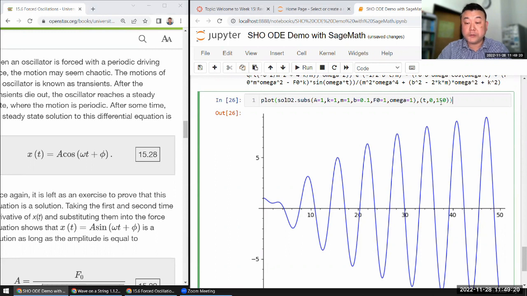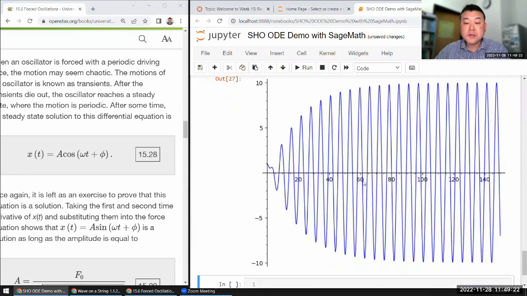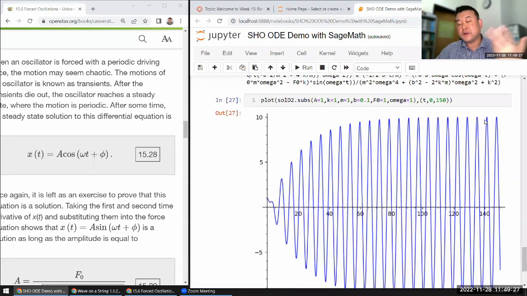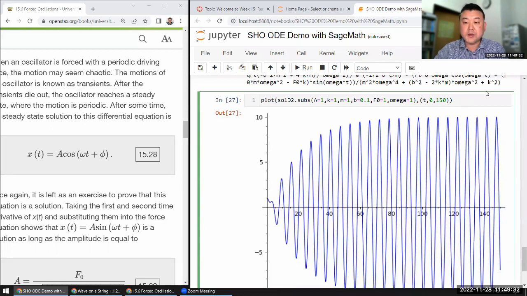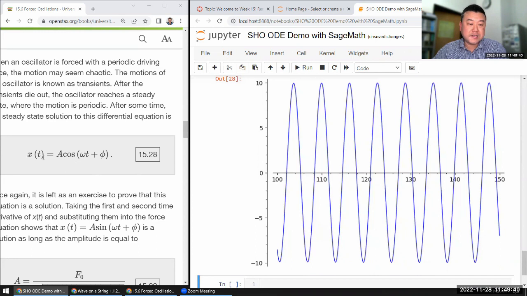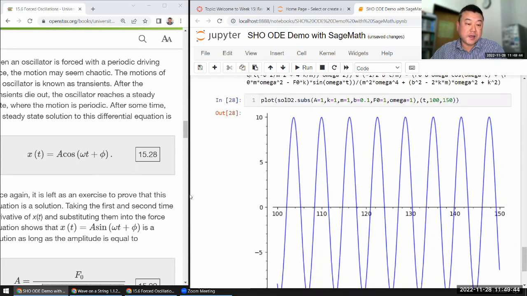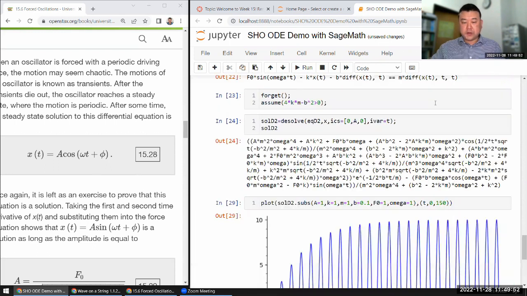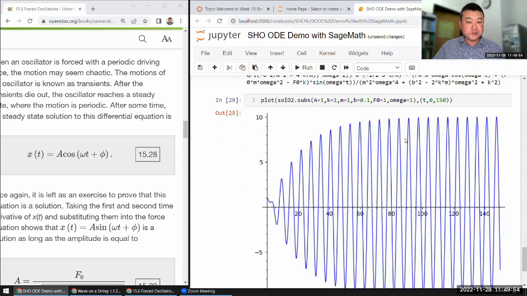Let me triple the amount of time and see. Okay, this oscillation does reach some kind of asymptotic value of oscillation at some point. And that's what they are plotting here. So if I had plotted from time equals 100 to 150, then what I get now resembles what this looks like. The stationary solution does resemble that. So that's interesting.